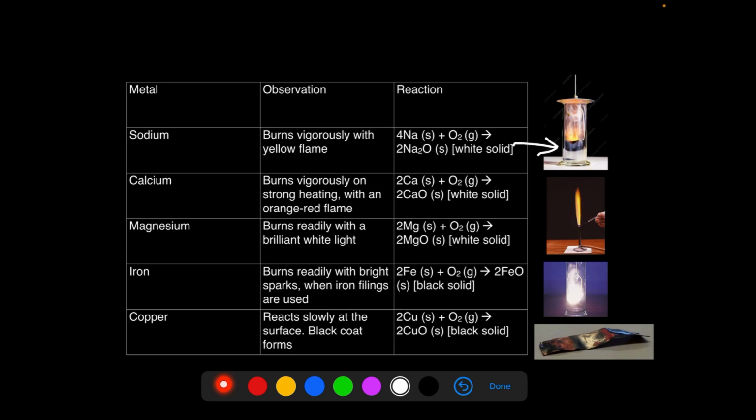And then we have calcium, which burns vigorously on strong heating with an orange-red flame. And we have magnesium, which burns readily with a brilliant white light. Iron burns readily with bright sparks when iron filings are used. And copper reacts slowly at the surface, and a black coat is formed. You can see there's a black coat over here, which is 2CuO. This is the reaction of magnesium. This is the reaction of calcium.